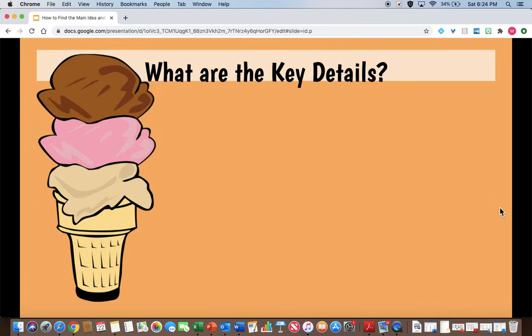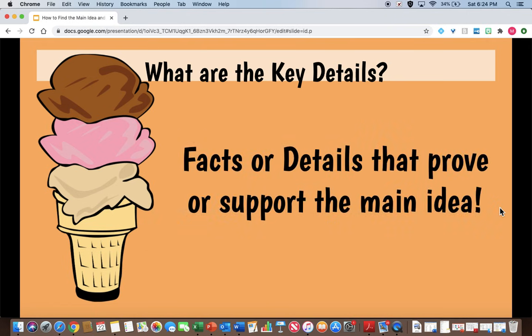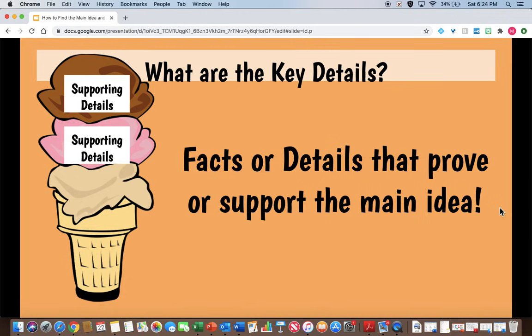So let's go ahead and look back at our ice cream cone for key details. Our cone is the main idea. It's what holds the whole thing together. Without it, our ice cream falls apart. And so our key details are facts or details that prove or support the main idea.